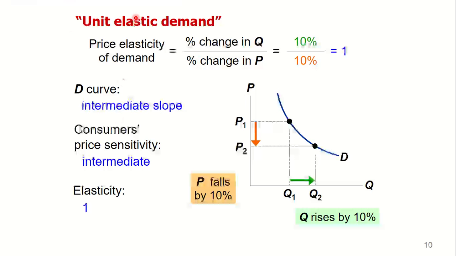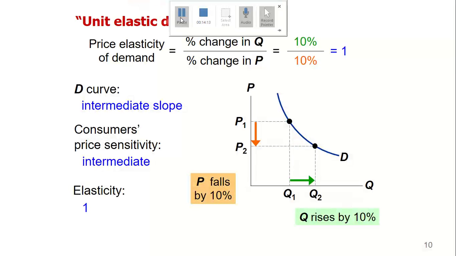Next is unit elastic demand. The elasticity is equal to 1. This is the intermediate case. The demand curve is neither relatively steep nor relatively flat. And buyers are neither relatively price sensitive nor relatively insensitive to price. This is also the case where a price change has no effect on revenue.